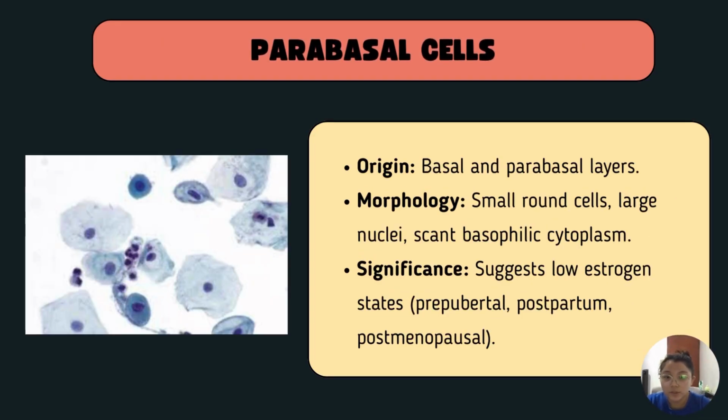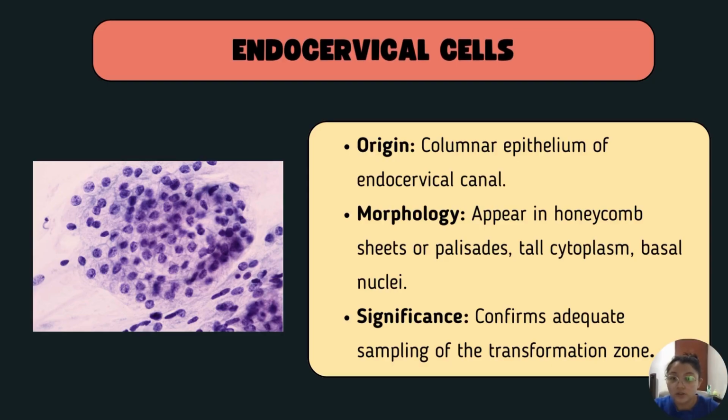Parabasal cells are small cells from the basal and parabasal layers with relatively large nuclei and scant cytoplasm. These appear in low estrogen states such as prepubertal, postpartum, or postmenopausal women. Endocervical columnar cells line the endocervical canal. They are tall, columnar cells with basal nuclei, often forming sheets or palisades. Their presence confirms that the transformation zone has been adequately sampled.